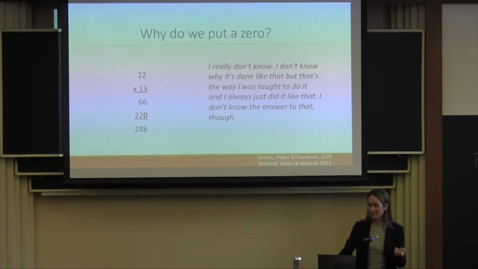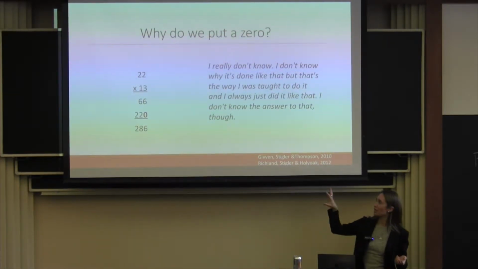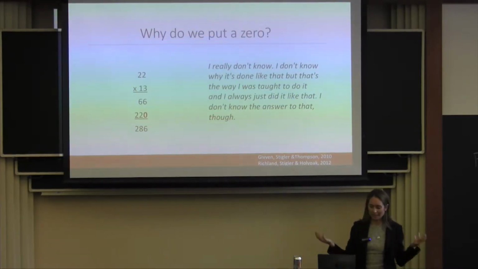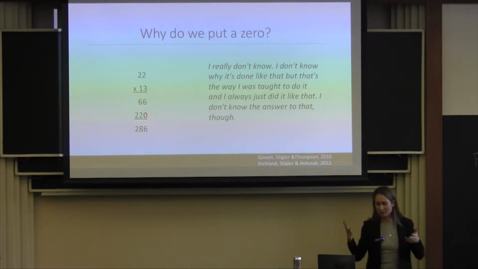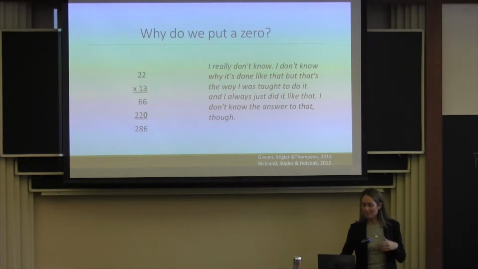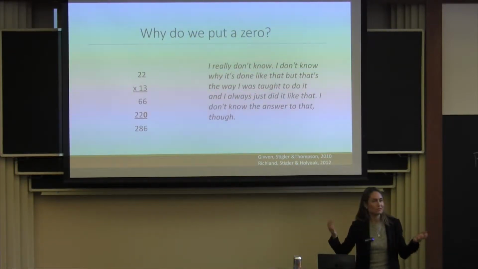How about things like place value and these kinds of procedures? They asked students about why you would put a 0. In this case, one of the students says, I don't really know. I don't know why it's done like that, but it's the way I was taught to do it. I just did it like that. I don't really know the answer to that, though. And so, this orientation that's beyond: why would I need to know that? This is just how I do it, right?